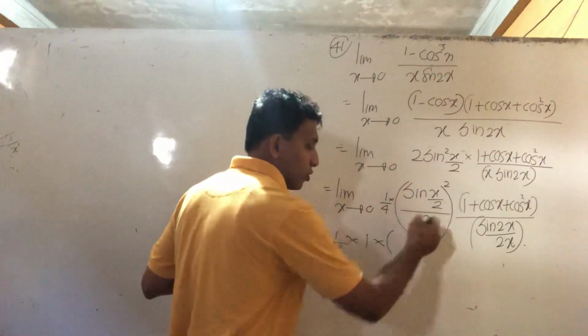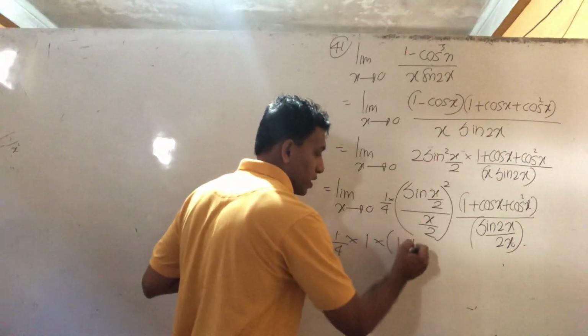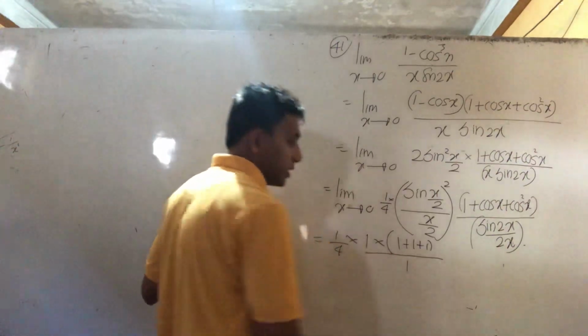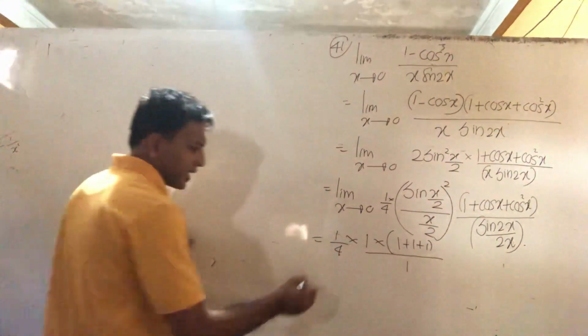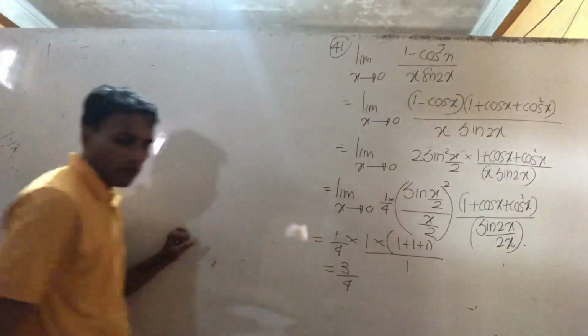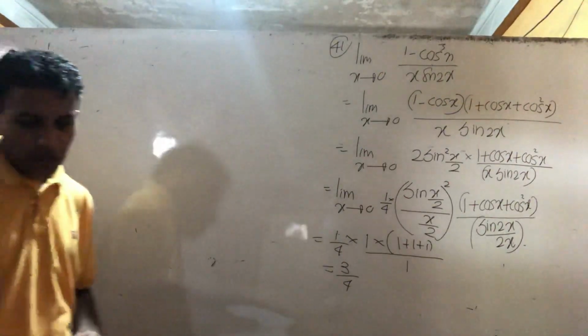Here put x as 0: cos 0 is 1, cos 0 is 1, below sine theta over theta is 1. So what is the answer? 3 over 4. Check the important part. The answer is 3 over 4.